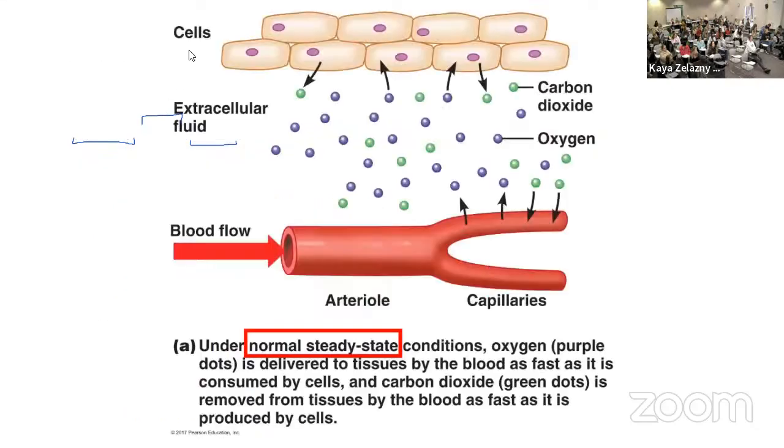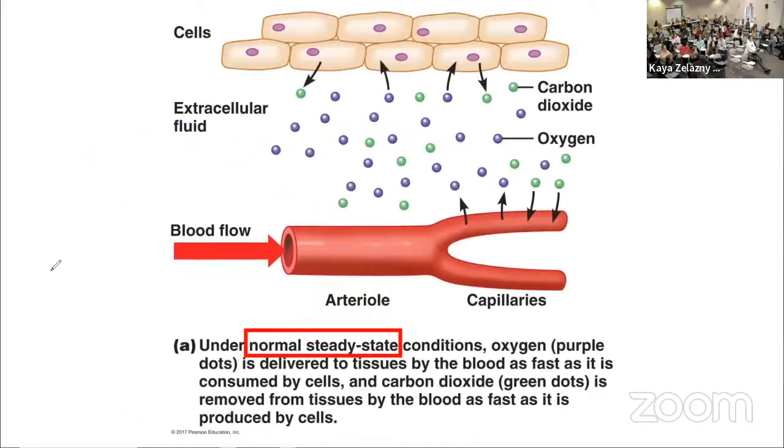So now in picture four. This is the figure I was asking you to look at. Okay, so here we see our steady state conditions. All right, so what we're looking at, we've got blood flow going into our arteriole, eventually going to this capillary bed, which is where the actual exchange would be happening. Here we have our extracellular fluid. Specifically, this looks like interstitial fluid between the tissues.